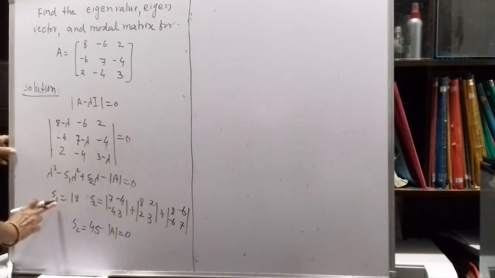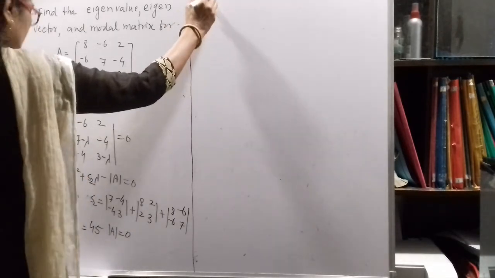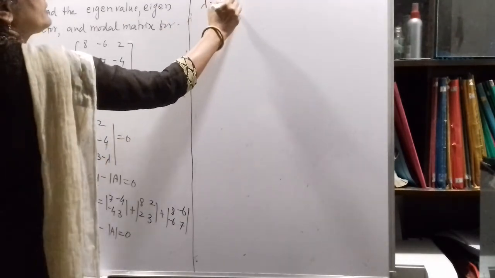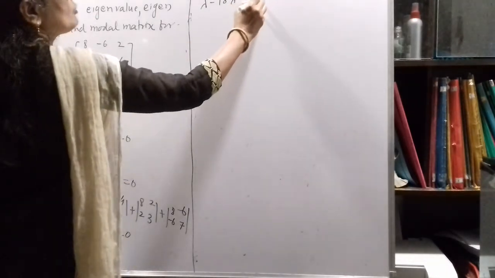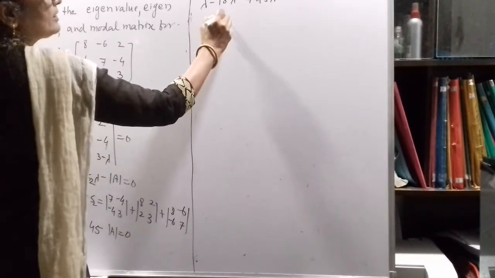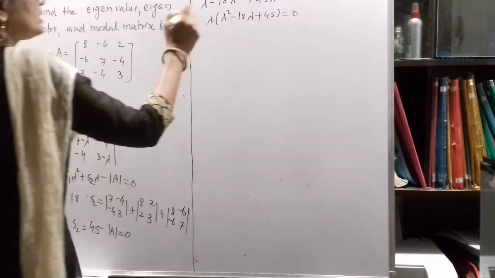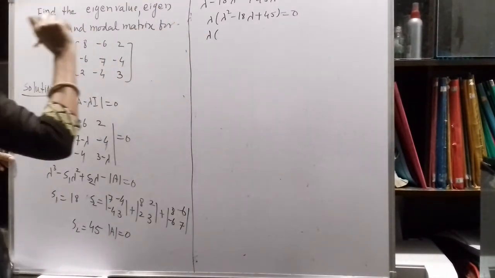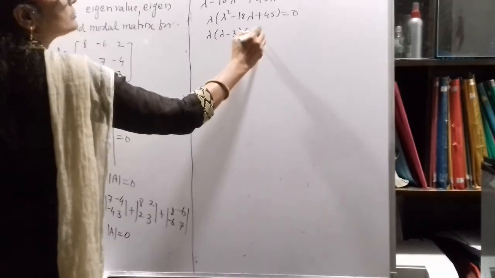So using this S1, S2 and the determinant, we put them here. We get the equation lambda cube minus 18 lambda square plus 45 lambda minus 0 is equal to 0. Taking lambda common, lambda square minus 18 lambda plus 45 is equal to 0, and by factorization this gives lambda into lambda minus 3 into lambda minus 15.